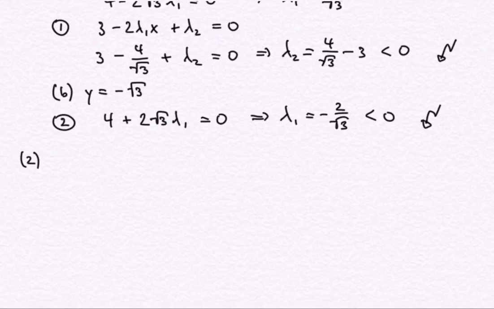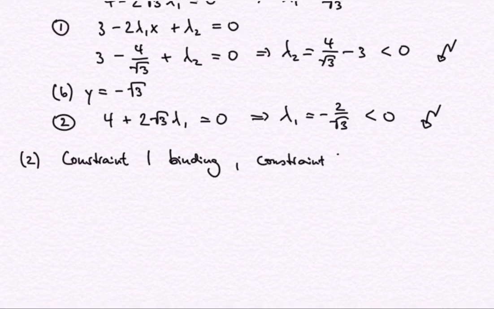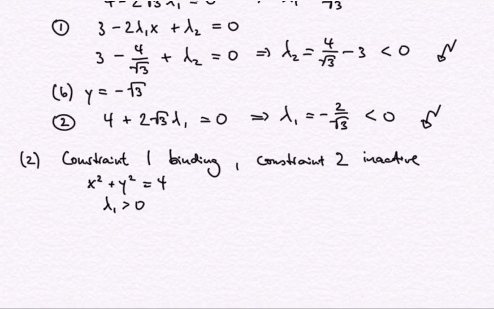We move on to the second possible configuration, where constraint 1 is binding, active, and constraint 2 is slack, not binding, inactive. This means that x squared plus y squared is equal to 4, lambda 1 therefore strictly positive, x is larger than 1, so constraint number 2 is slack, and lambda 2 is therefore equal to 0.